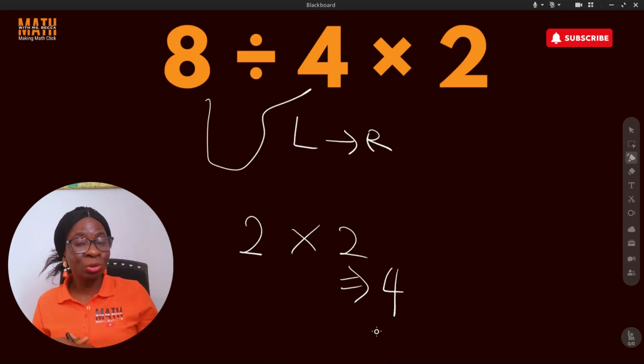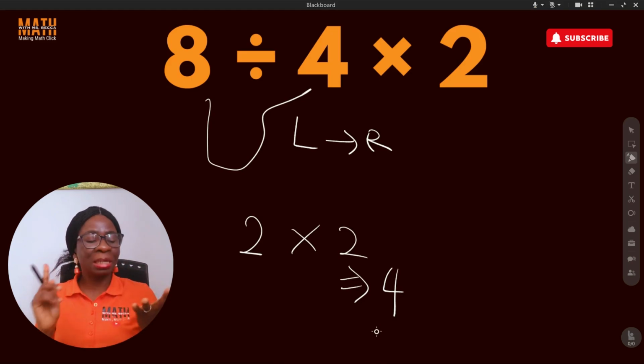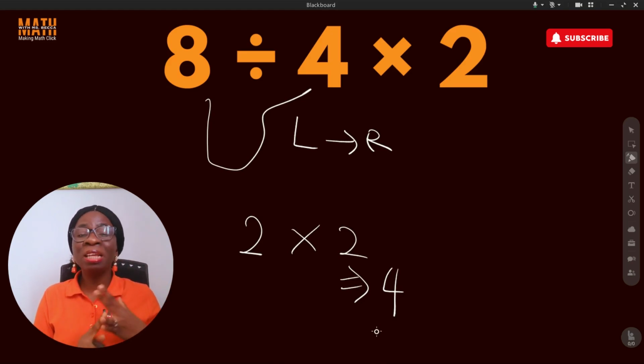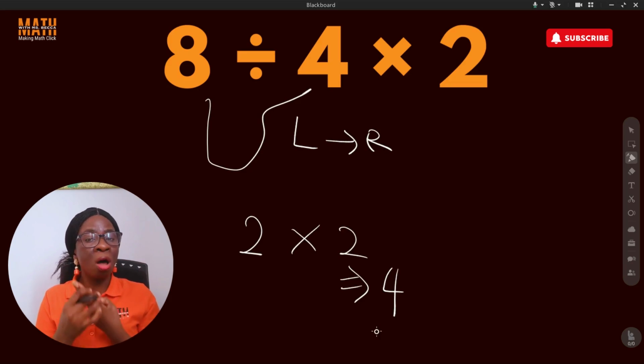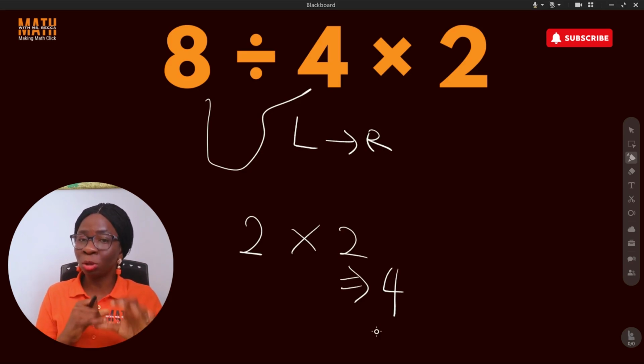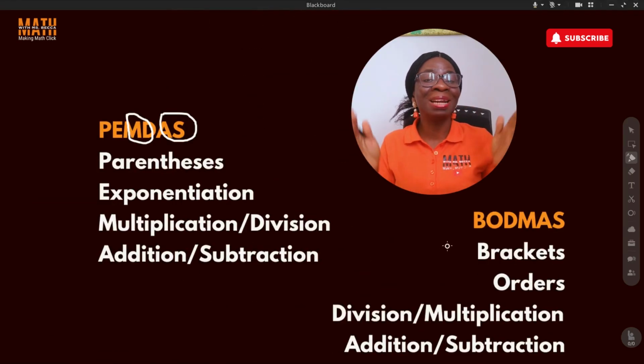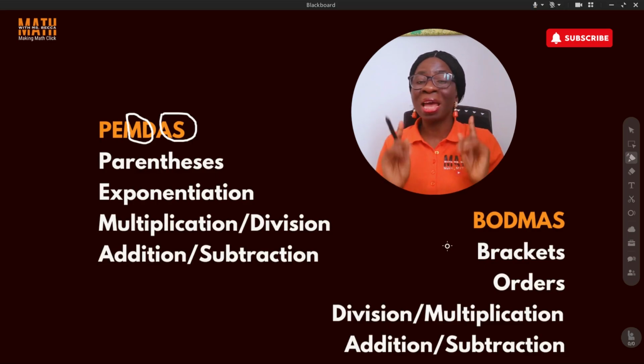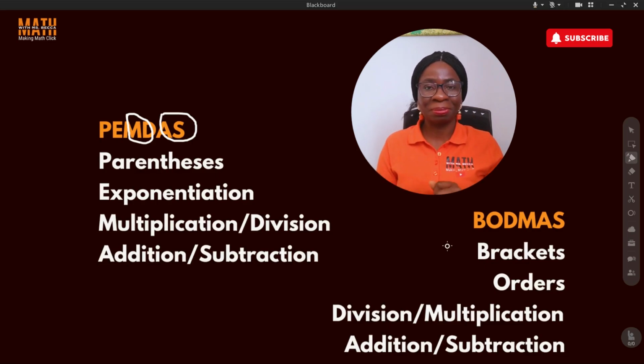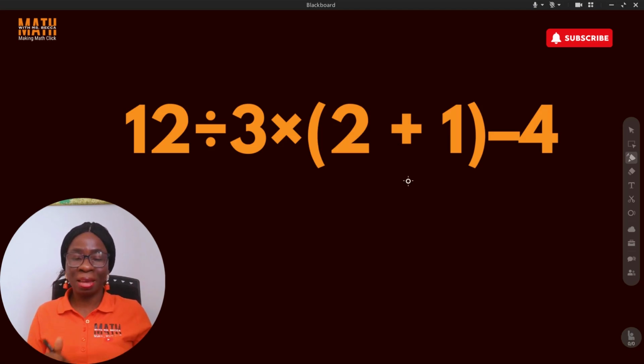So here is the truth. You solve parentheses first, then you solve the exponent, then you solve multiplication or division, whichever one comes first. Then you move to addition or subtraction. So it is more of a PEMAS formula than PEMDAS. Once you know this, you will never fall for any PEMDAS trick again. Now let's try a trickier example.